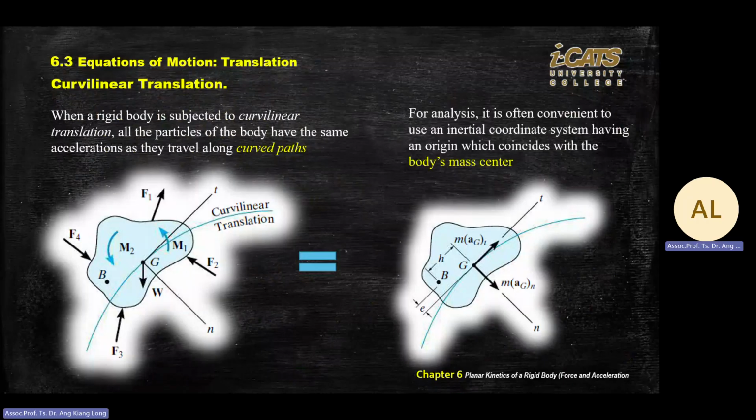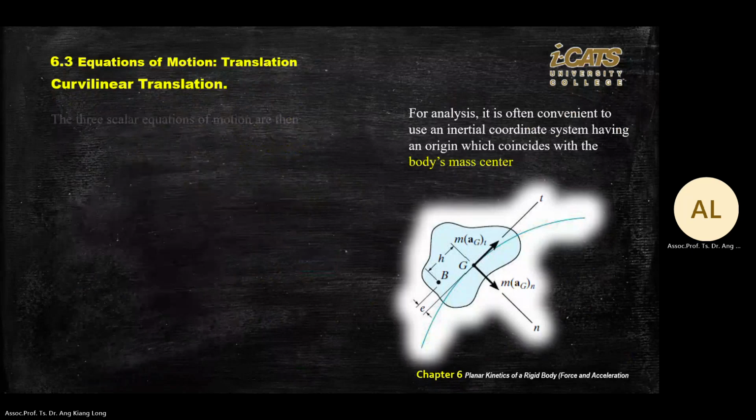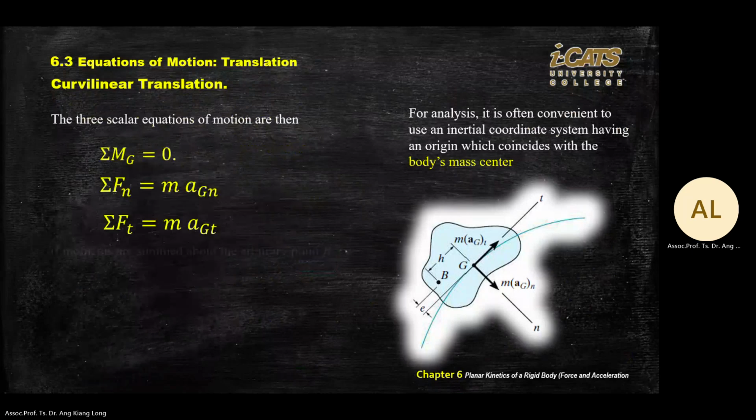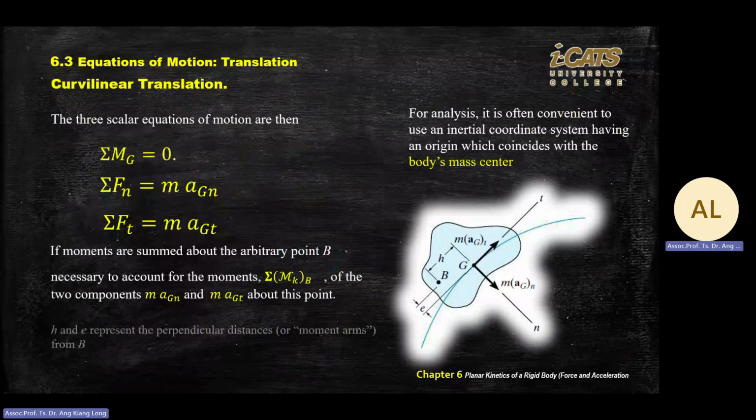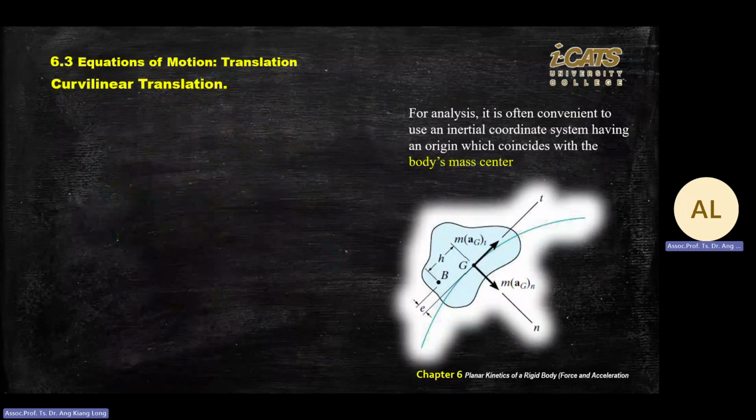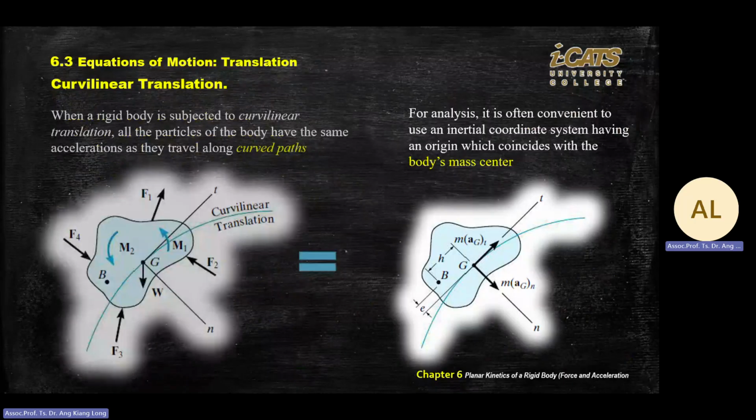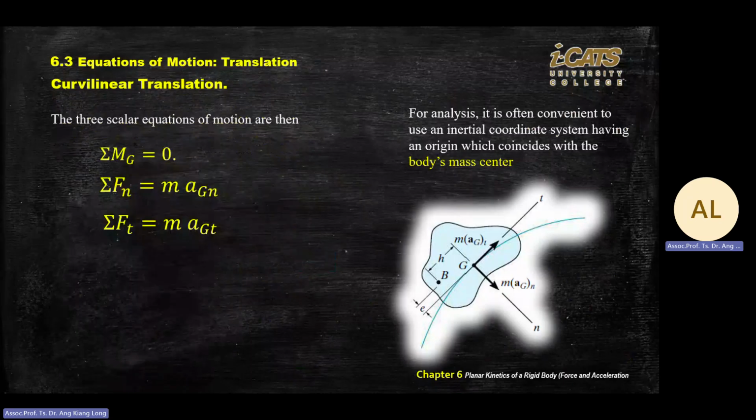Yeah, we straight away go to one tutorial question. This one is curvilinear. Curvilinear means you still use the three equations: M equals 0, F equals MA, but this one is curvilinear. You change the X into tangent and Y into normal.